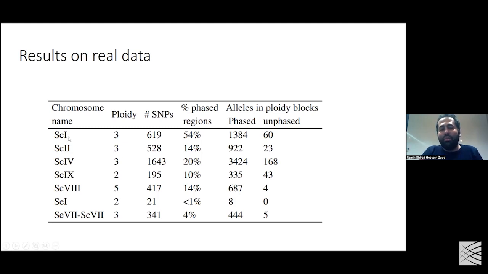But if you look at the chromosome SC1, which has more heterozygosity, we can actually phase up to 54% of the chromosome.